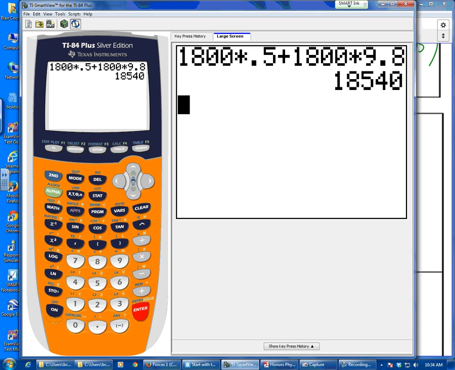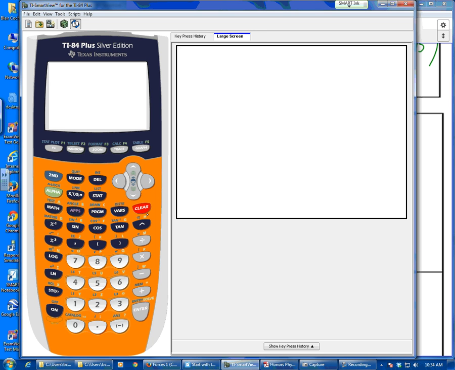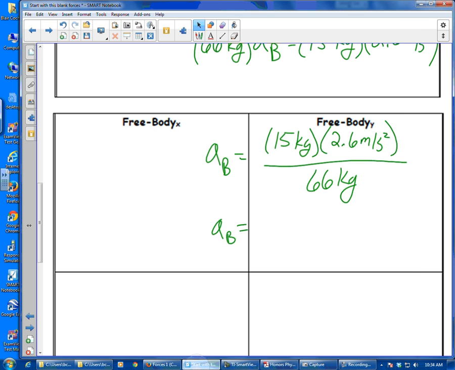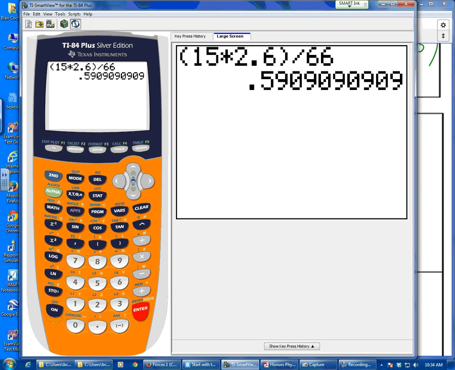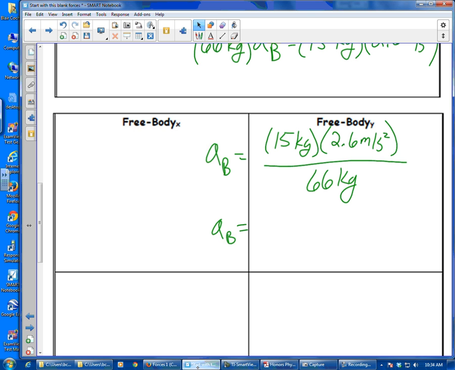Now it's time to check. Parentheses, 15 times 0.6, close the parentheses, divided by 66. I get 5.909, so 0.591. 0.591 meters per second squared.